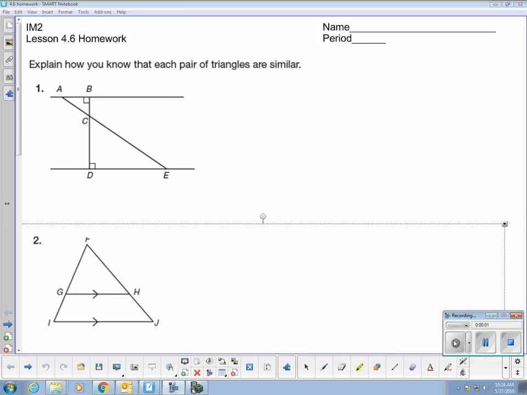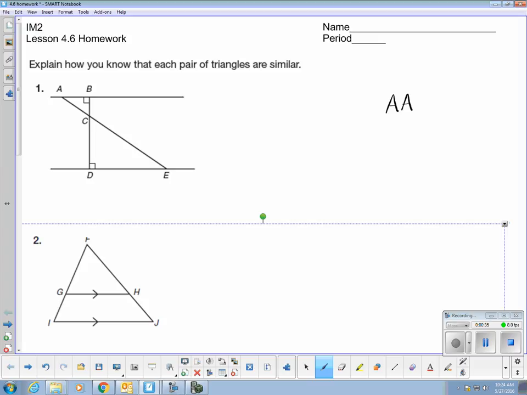In section 4.6, we're looking at figures and trying to determine if they are similar. Specifically, we're looking at triangles. And so I just want to remind you there are three ways to determine if you have similar triangles. One way is using the angle-angle postulate, which means if two angles in one triangle correspond and are congruent to two angles in a second triangle, then the two triangles are similar to each other.